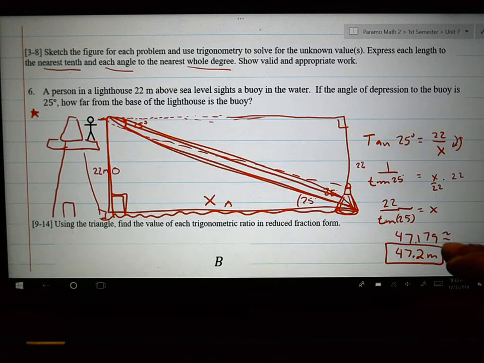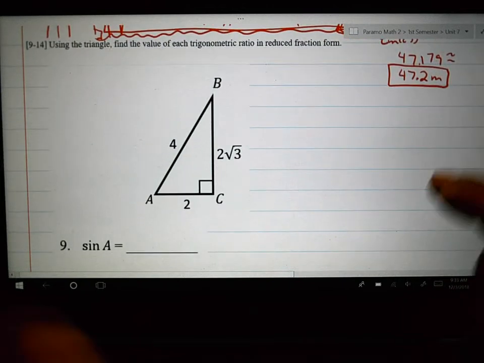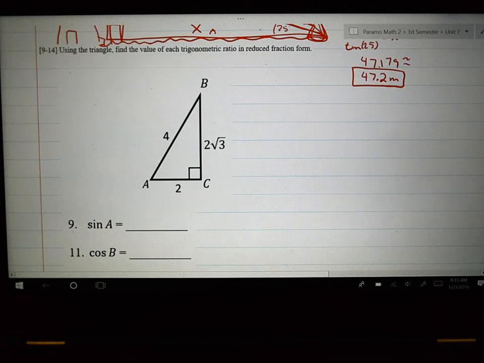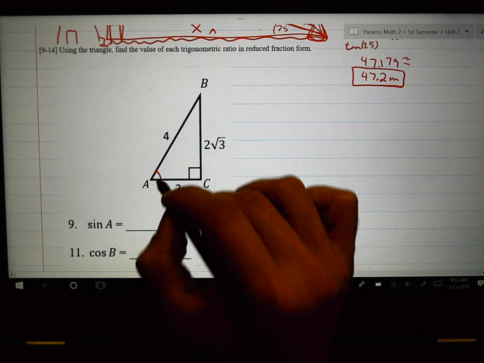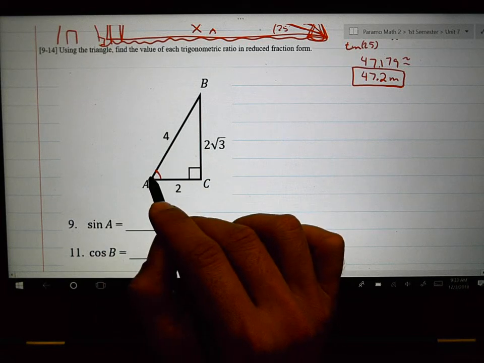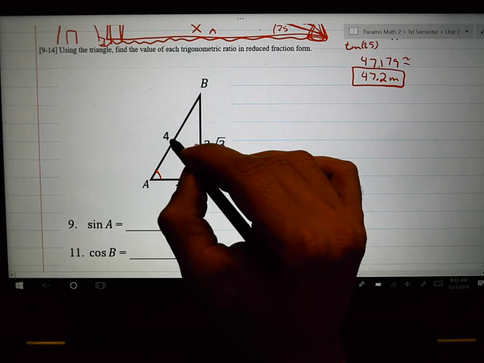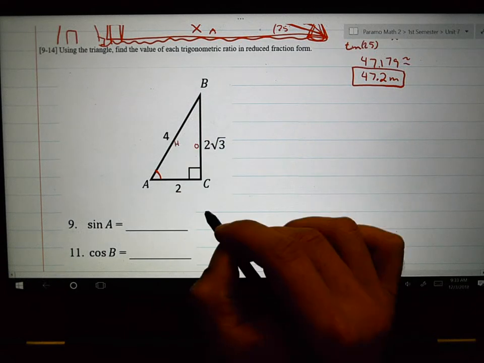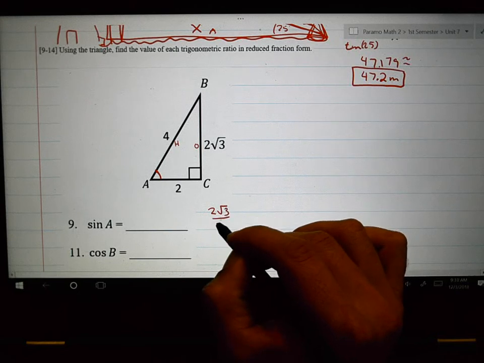Next example. 9 through 14. Find the value of each trig function in reduced fraction form. The sine of A. I go to A. The sine is the O over H. I need to know which one's O and which one's H. I'm going to put my work over here and put my final answer. O is 2 root 3 over 4.